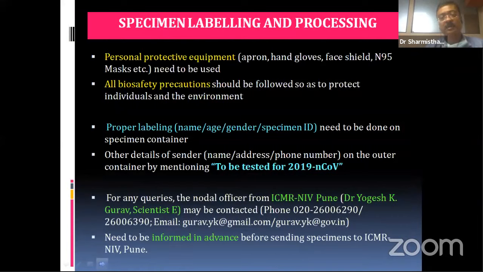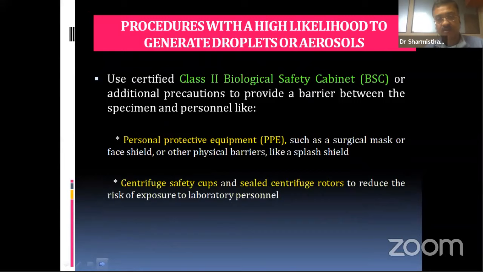Now, specimen labeling and processing will be as per the criteria of ICMR and NIV Pune, and proper labeling is a very important thing, the one we give the least importance, but it is very important. Here is another interesting thing you have to understand: if a procedure has a high likelihood of generating droplets or aerosols, you have to wear full PPE and other protection.